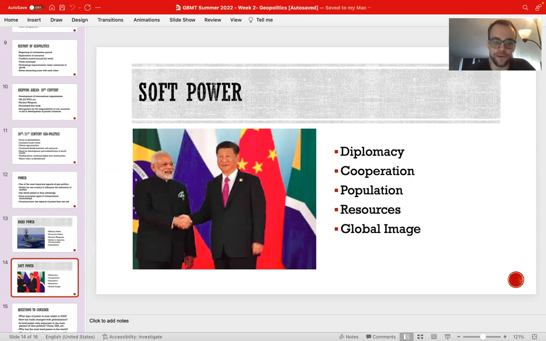And states also differ quite drastically on the hard and soft power that they're able to deploy, right? So some states have lots of soft power and very little hard power. South Korea, for instance, would be one example of this. Some would be the reverse, where Russia has lots of hard power, less soft power related to a strong global image, et cetera, right?